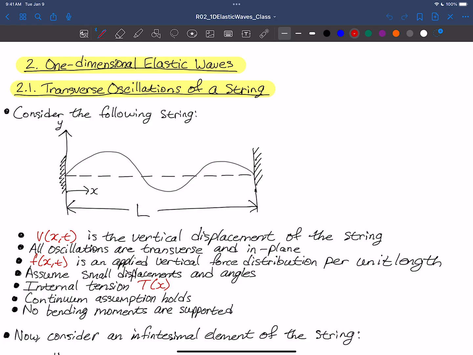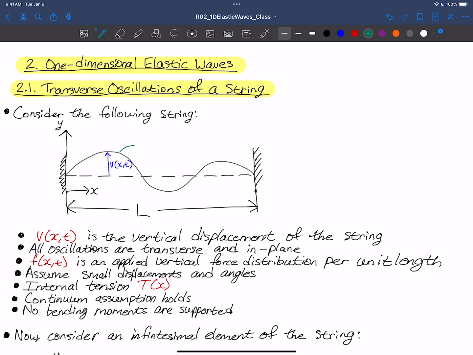So in this picture, our horizontal coordinate is x, our vertical coordinate is y. The string has a total length of L, and the dashed black line represents the equilibrium position where there is no displacement, and the bendy gray line represents the string under some kind of deformation, some vertical displacement. So we can measure the vertical displacement using v of x comma t, and now it becomes a function of both time and space, being x.